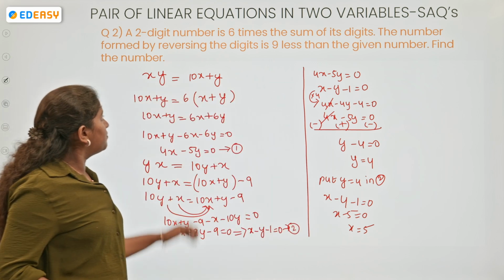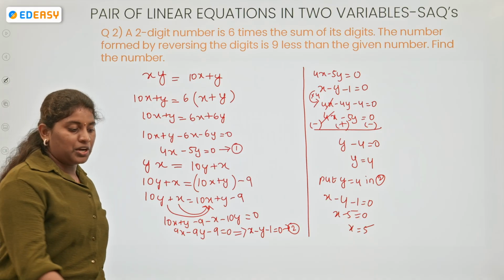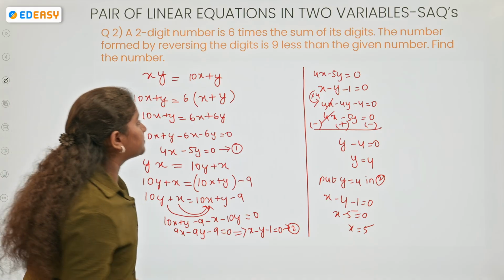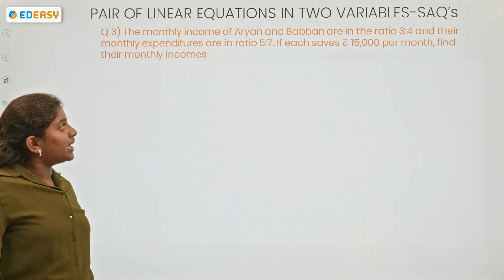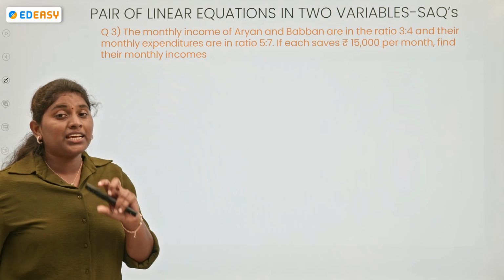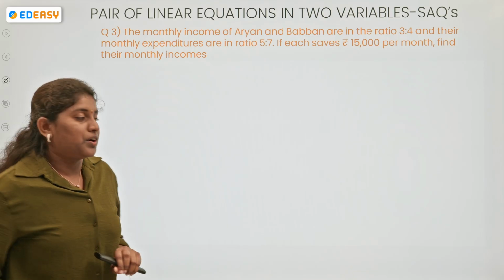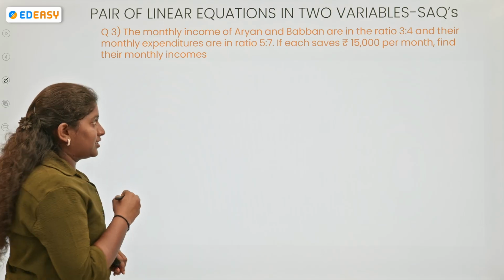So the number will become xy, which is nothing but 54. Okay. Now let's see the next. Moving to the next: the monthly incomes of Aryan and Baban are in the ratio 3:4. They gave the income of Aryan and Baban. Income means you know, right? The salary that we are going to earn.